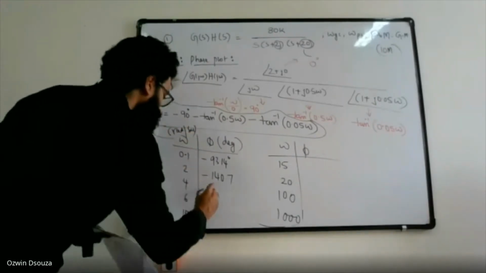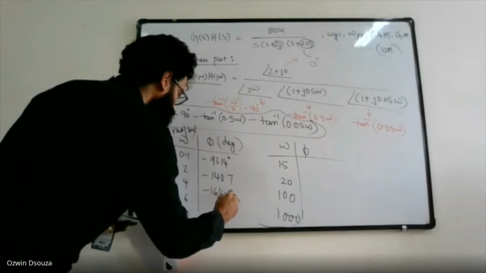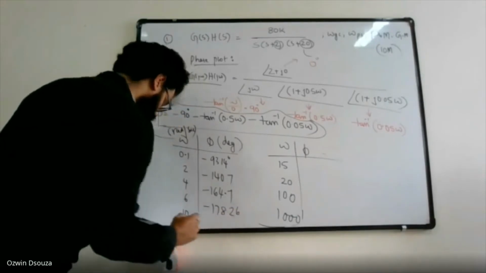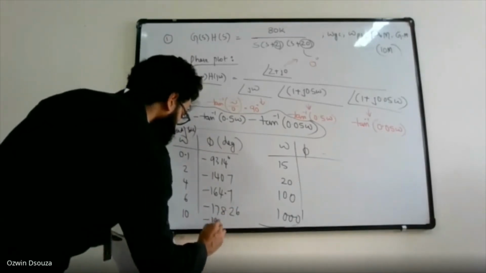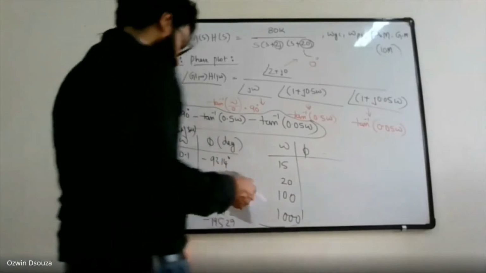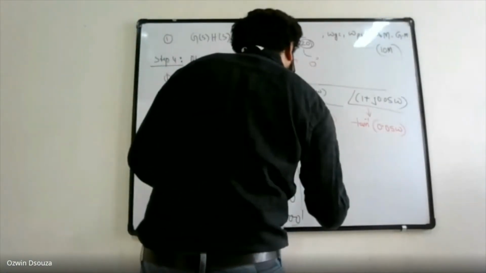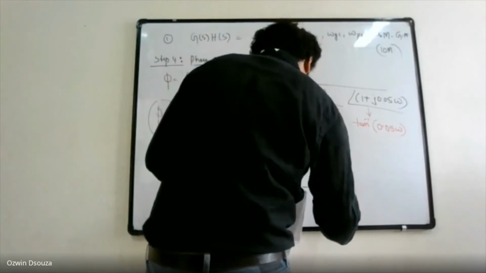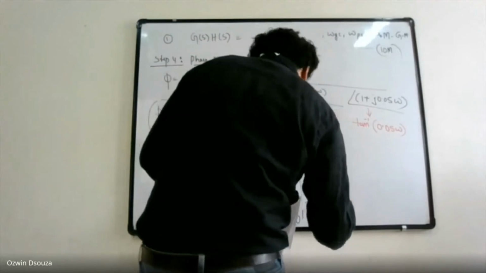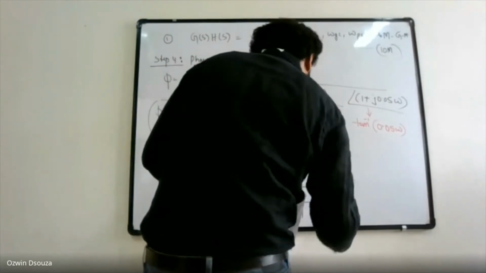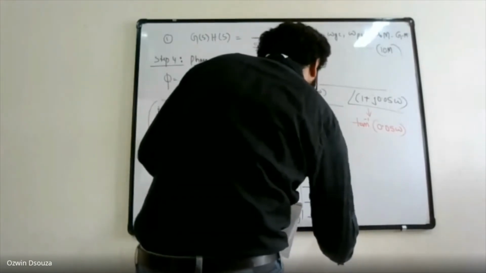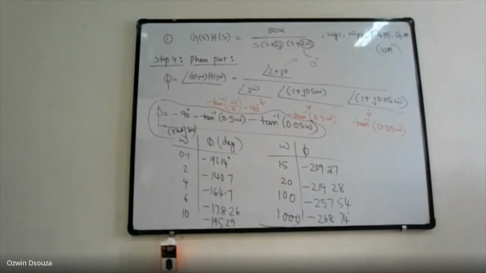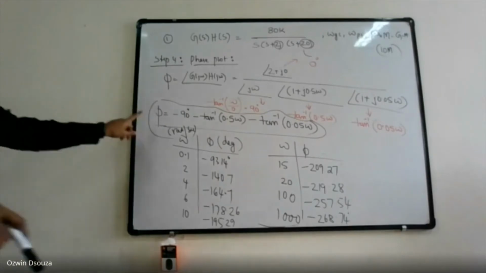So at 4, you get minus 64.7, and at 6, minus 178.26, and at 10, you will get minus 195.29. This is minus 209, minus 219, minus 257. Don't worry, I've already calculated the values. This is minus 268.74. So this is what you get when you substitute the value of omega into this particular equation.